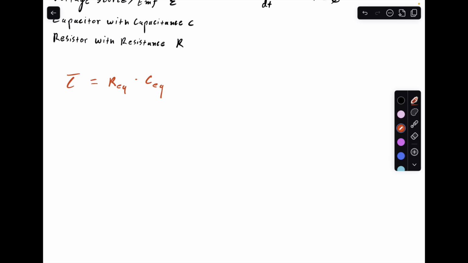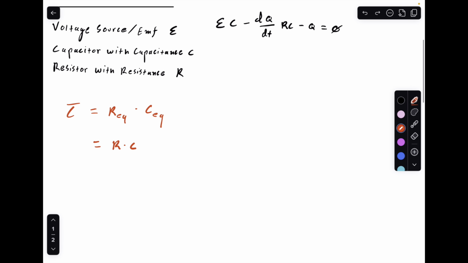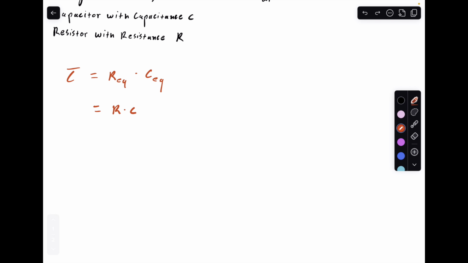In this instance, that would simply be R times C, because we have no other resistors or capacitors to make this equivalent. But if we did, like this, you could imagine you would just find the equivalent capacitance and then adjust the time constant accordingly, and then you would be able to derive the same thing. It's the same process, right?